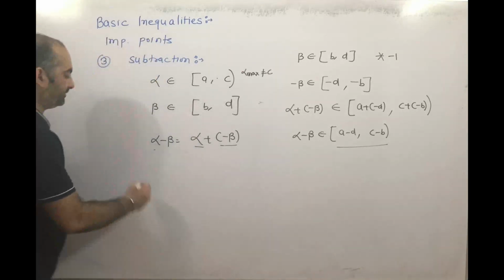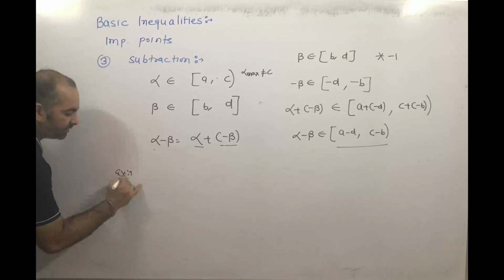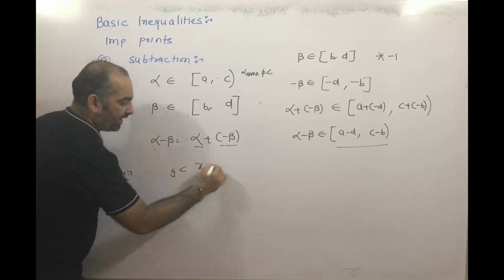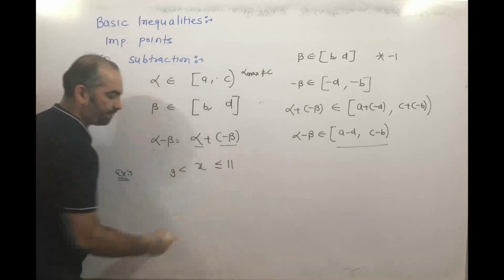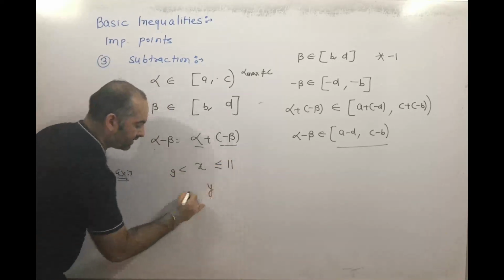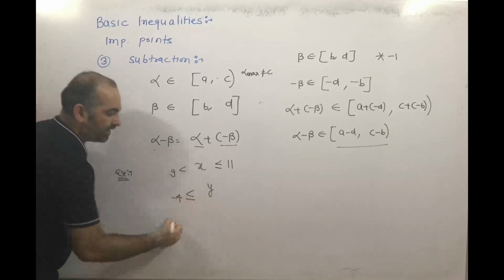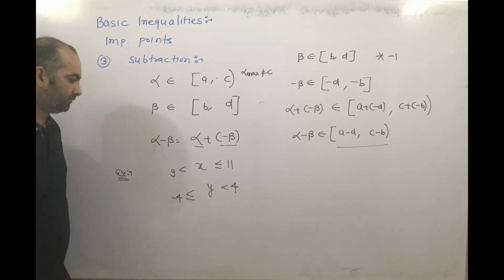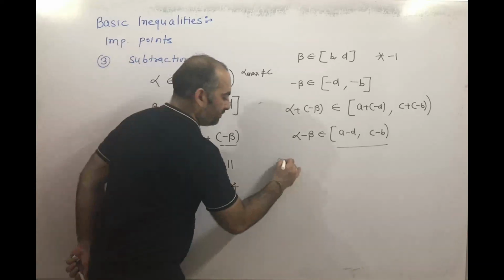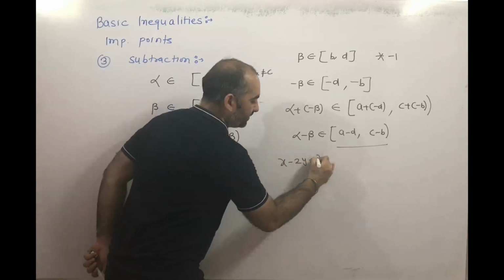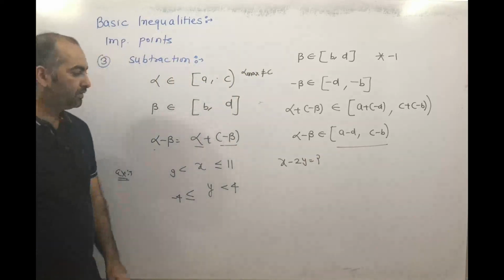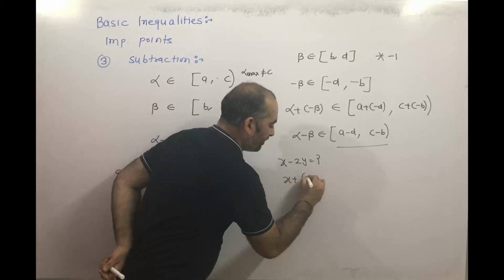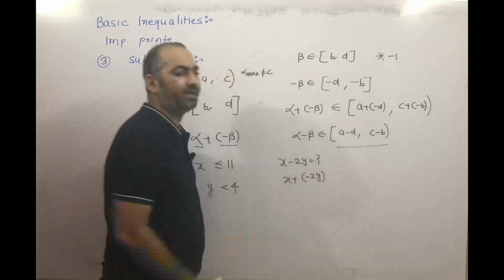Okay, one more example we take. Suppose x is greater than 9 and less than or equal to 11, and y is greater than or equal to minus 4 and less than 4. Then we want x minus 2y. So we can add x plus minus 2y.